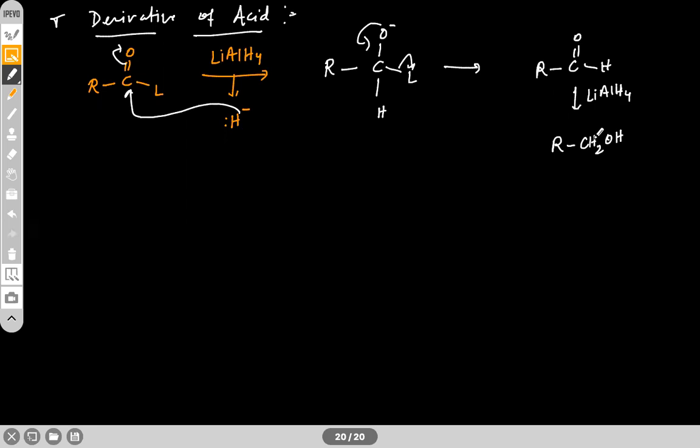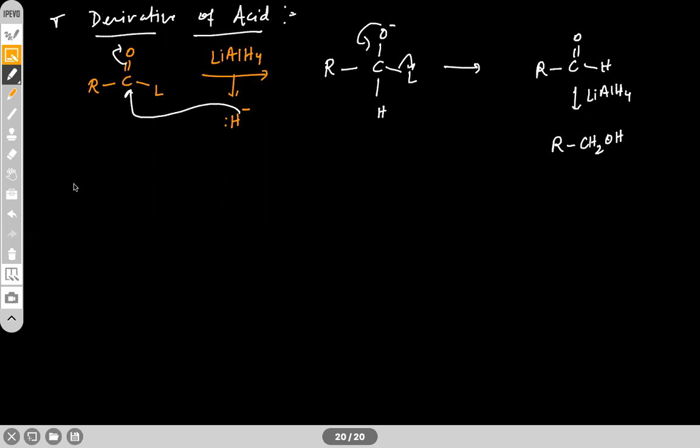Clear? No doubt. So what are we getting? RC double bond OL, where L is the leaving group here. It could be Cl, Br, I, OCH3, OPh, OCOCH3, anything. Right? RCH2OH we are getting.